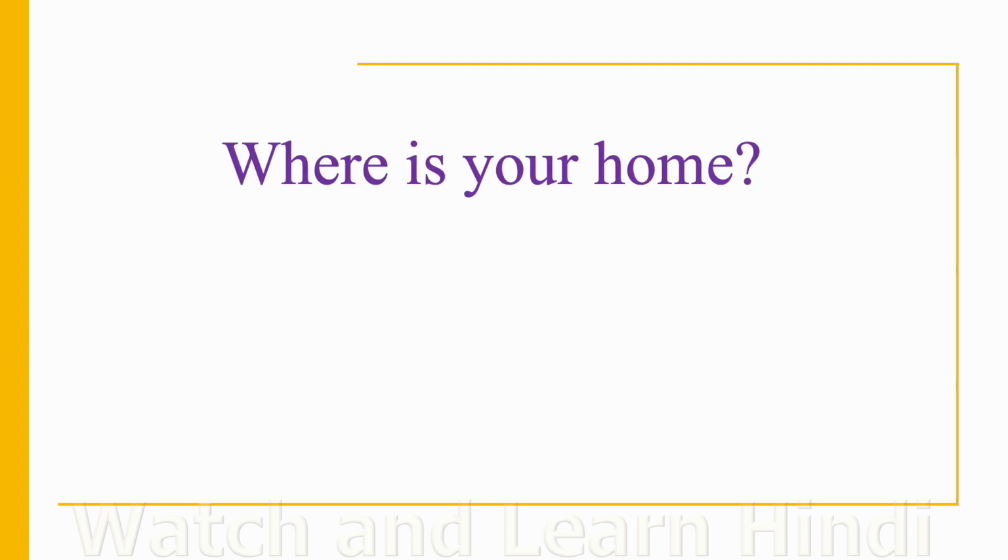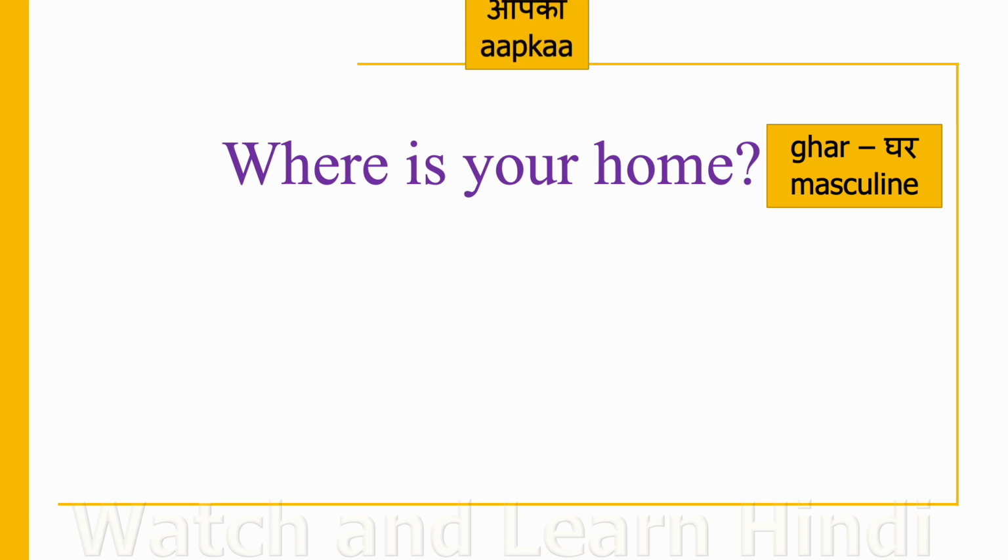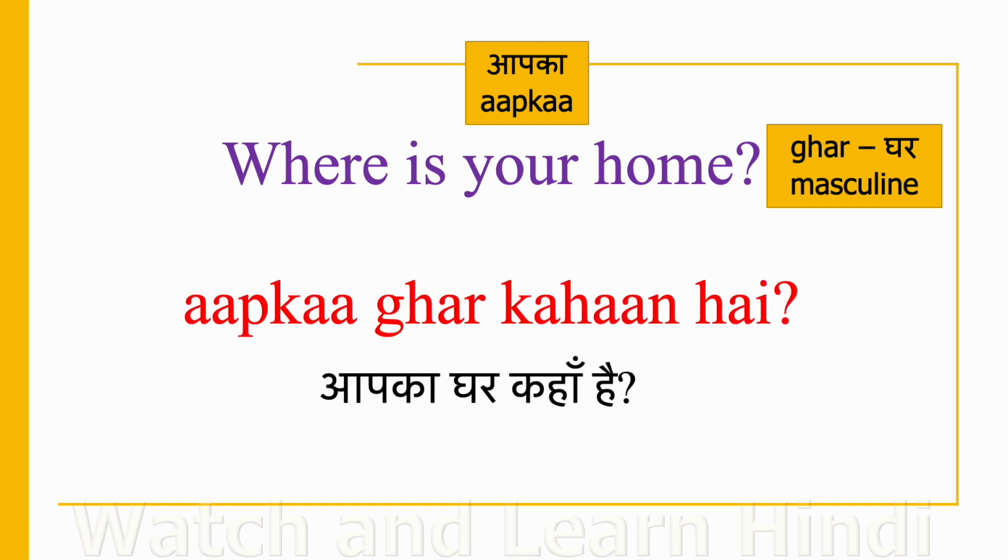Let's look at a sentence now. Where is your home? Now, home in Hindi is ghar. Home in Hindi is ghar and its gender is masculine. So, we will use the word aapka. So, here notice that we are talking about the gender of the thing we are asking question about. It's not about the gender of the person who's asking the question or answering the question. It's about the thing. And since here home, which is ghar in Hindi, has masculine gender, we will use the word aapka for your.